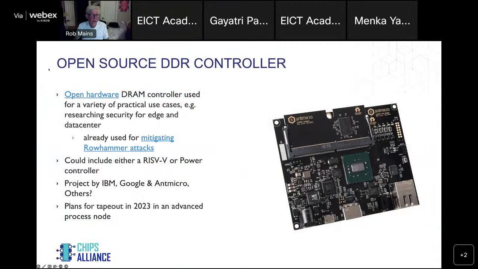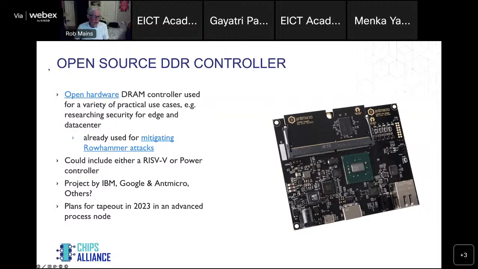One project that we are trying to get going is a collaborative open source memory controller. The idea is to be able to explore some of the different use cases that exist with this for security on edge computing, for the data center, and also for mitigating Row Hammer attacks. We could use a Power core or a RISC-V core to do that, depending upon which company ends up wanting to participate and who ends up using this.